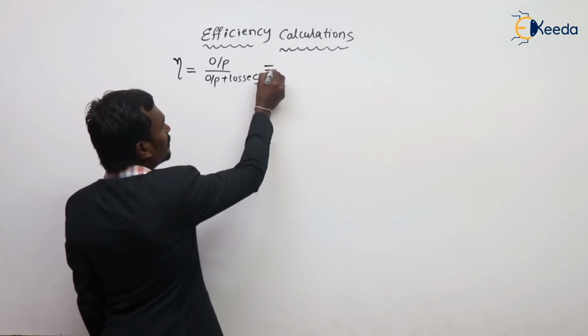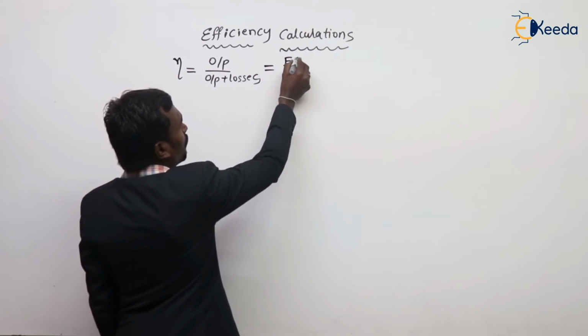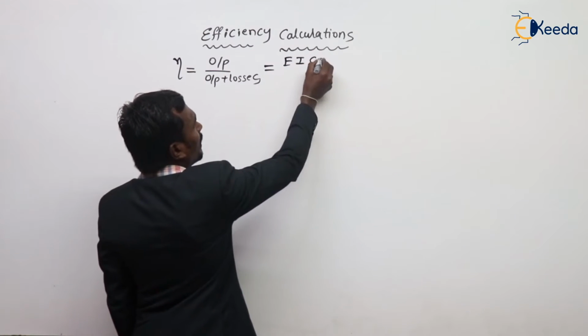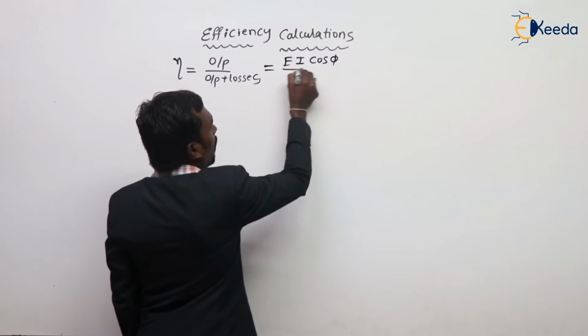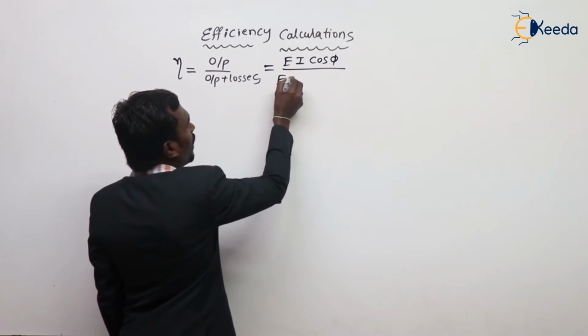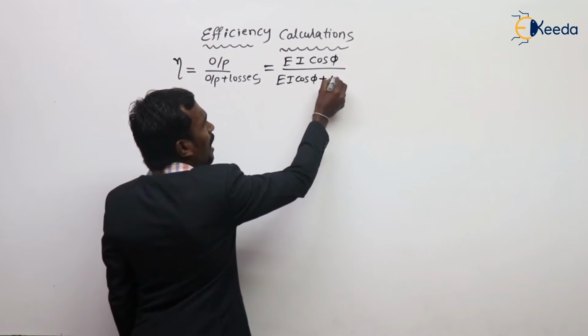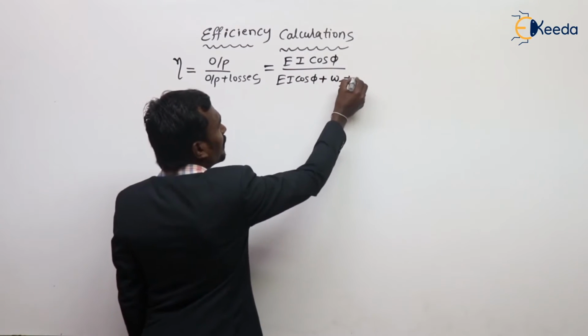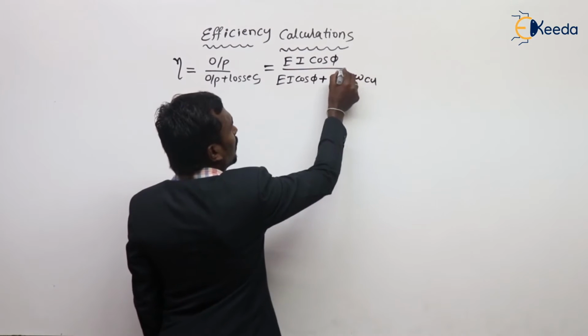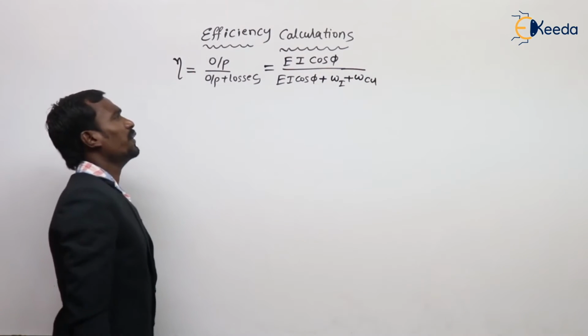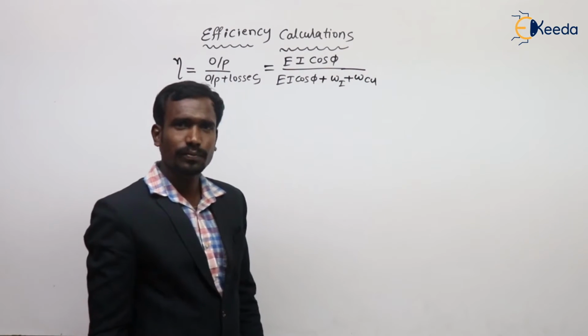This can be written as: what is the power output of the transformer? EI cos phi upon EI cos phi plus iron losses plus copper losses. This is the efficiency formula.